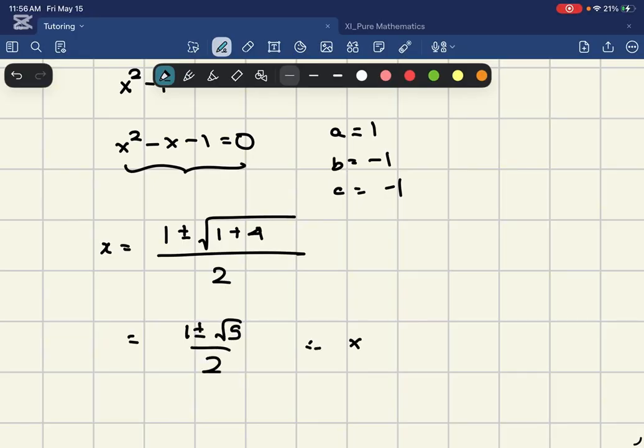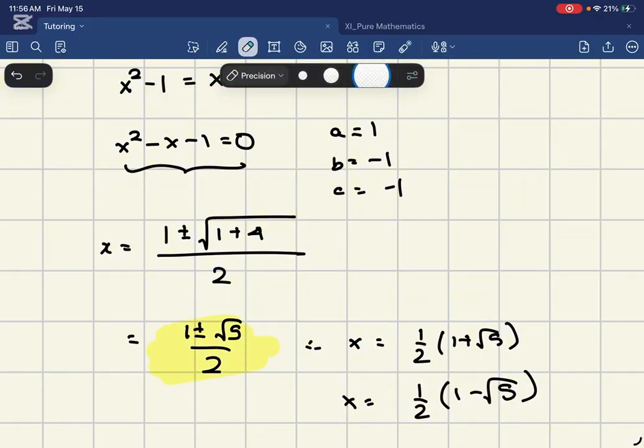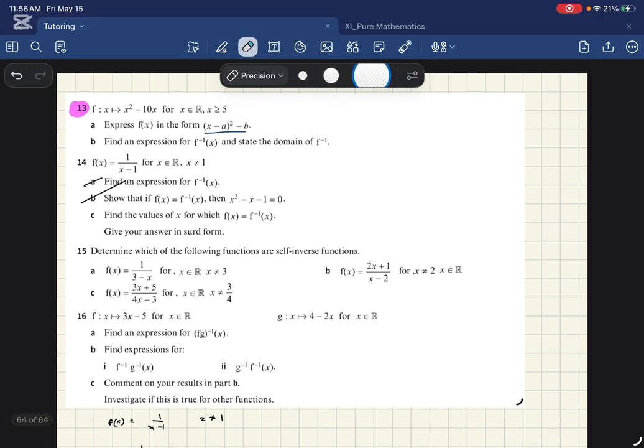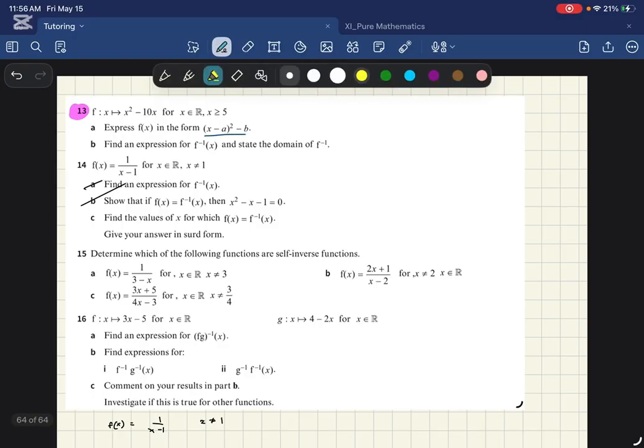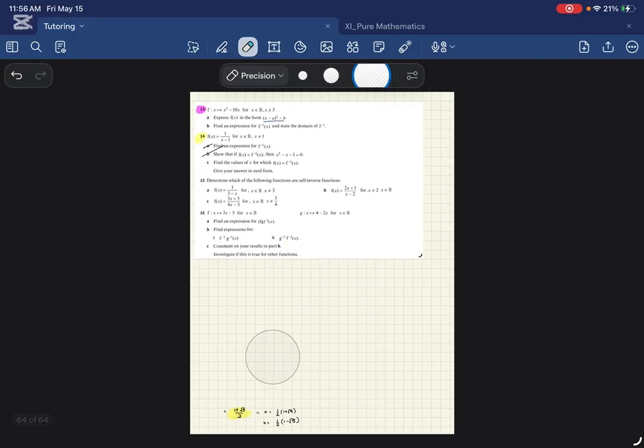So therefore, x is going to be half of 1 plus square root 5, and x is going to be half of 1 minus square root 5. Right? So those are going to be your two solutions, in surd form. Or you can just leave it as this, actually. All right. So we're done with question 14. That was quite straightforward.